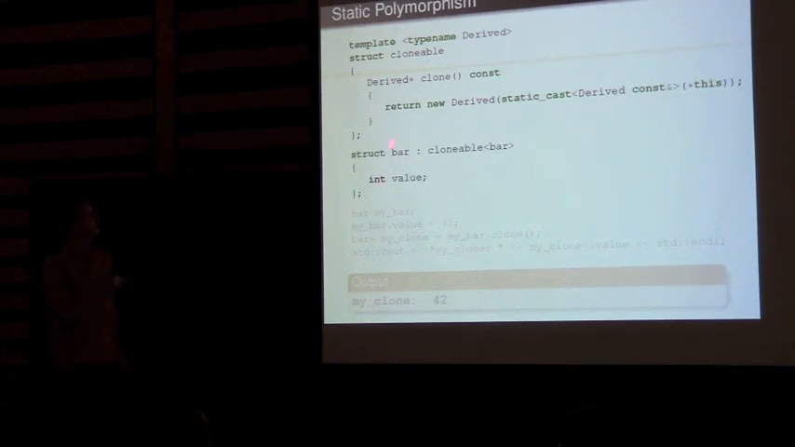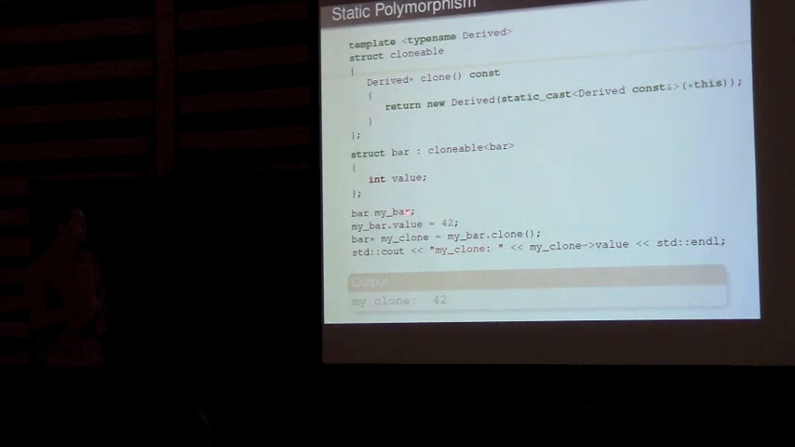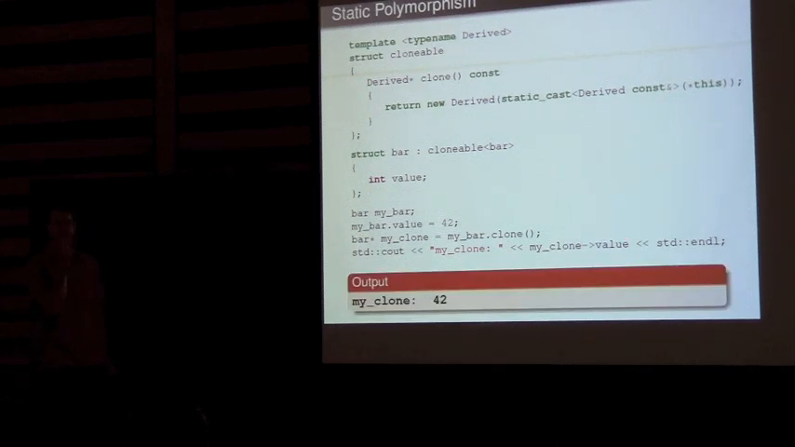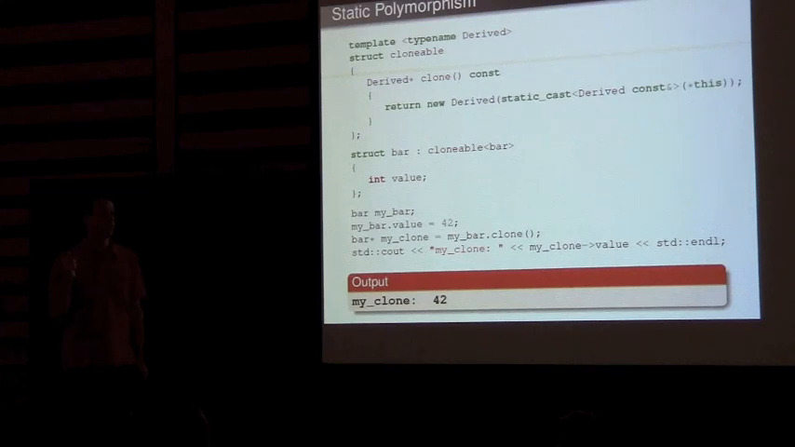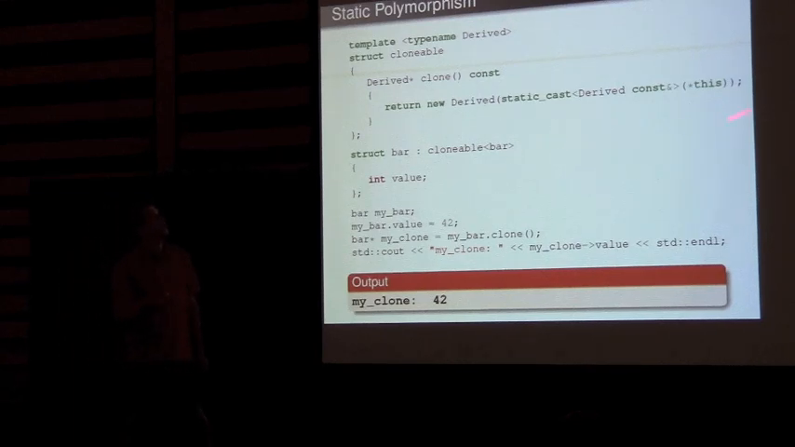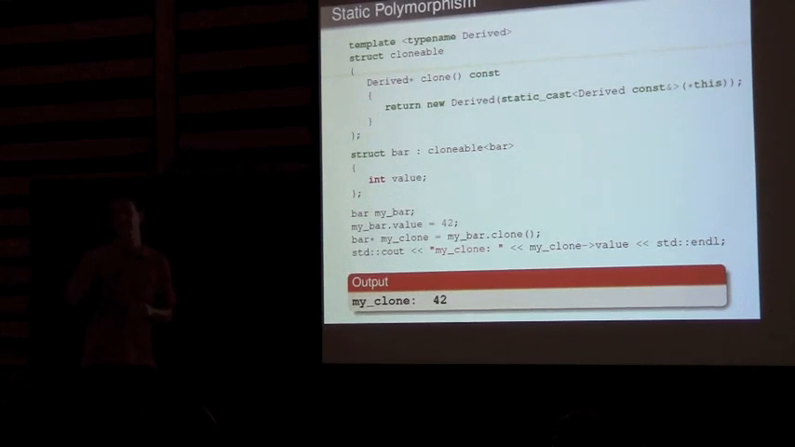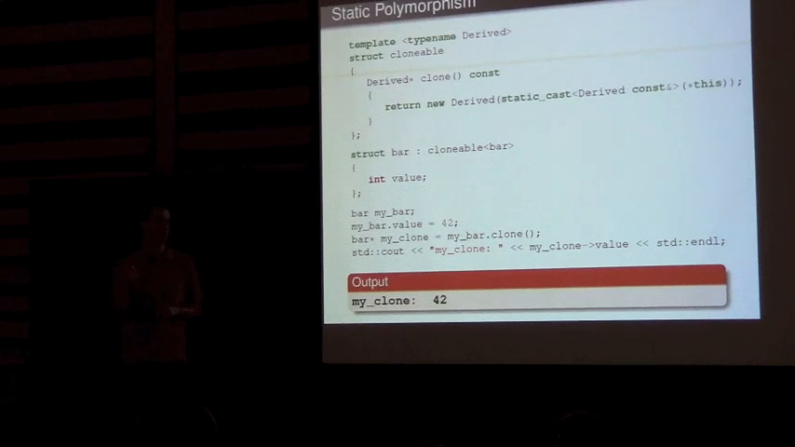So here we have bar, which inherits from clonable bar. It has an int, very exciting. I can create a bar. I can set its value to 42. I can call clone and I'm going to get back now a bar star. My clone value is 42. So this does exactly what we want for a clone, and it does it in a generic way by using CRTP. So here we are using, in essence, static polymorphism, right? We're getting to the right derived type by casting this to the derived type. So we cast this to the derived type pointer, and then we can utilize it. Does that make sense? It's one static cast.